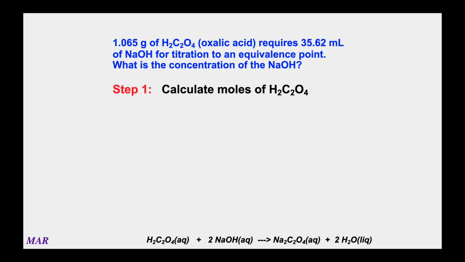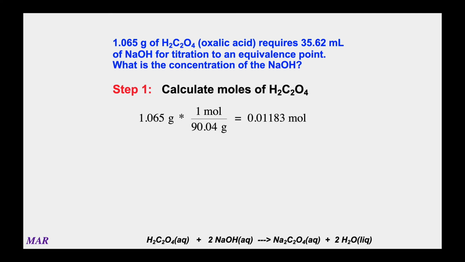First, let's take the 1.065 grams and turn it into moles. You've got to figure out the molar mass of oxalic acid, adding up 2 H's, 2 C's, and 4 O's. That comes out to be 90.04 grams per mole. So 1.065 grams divided by 90.04 grams per mole is 0.01183 moles oxalic acid. Notice we're using 4 sig figs here. So 4 sig figs in, 4 sig figs out, etc.